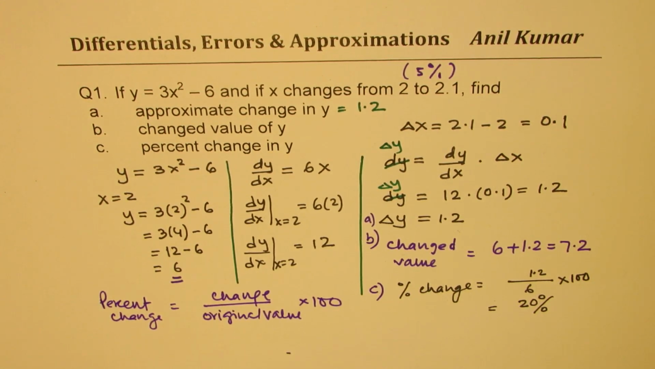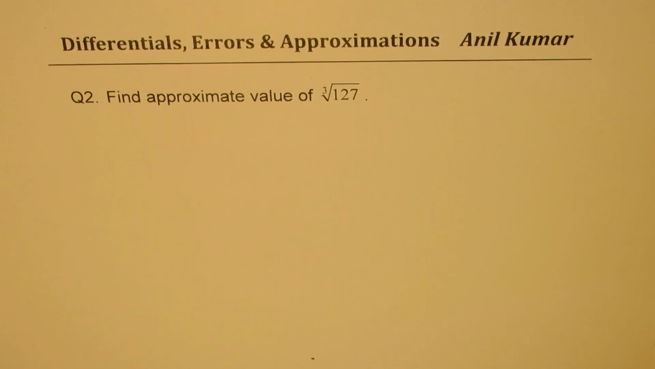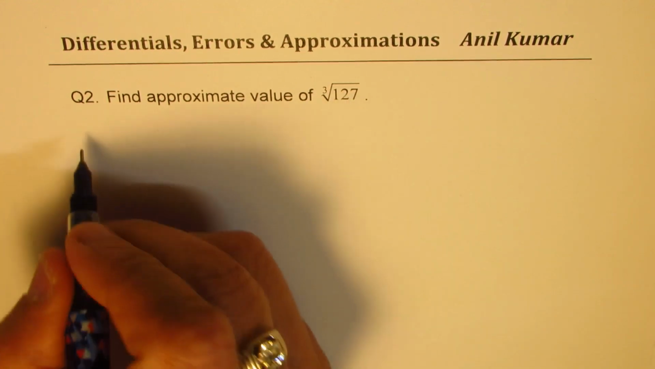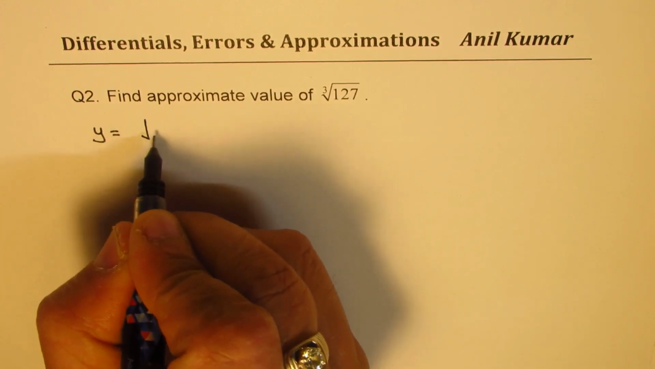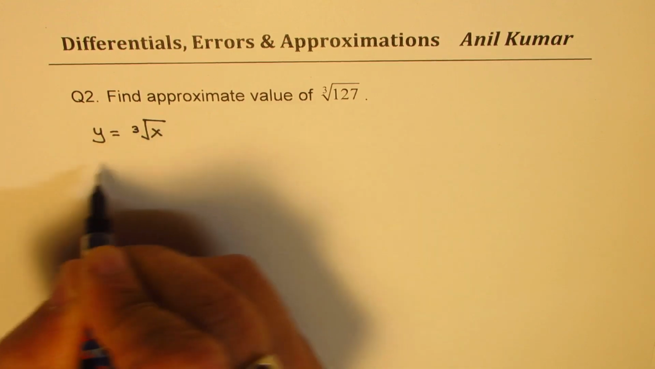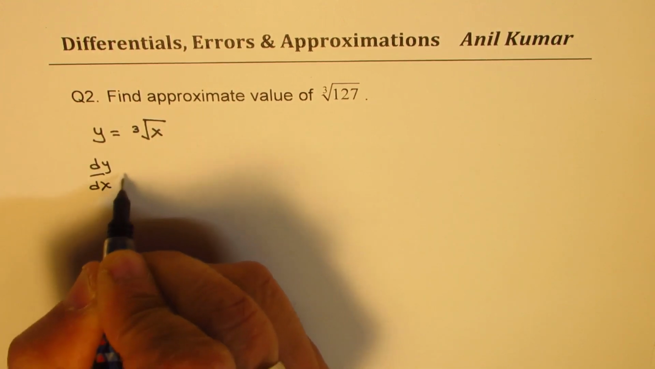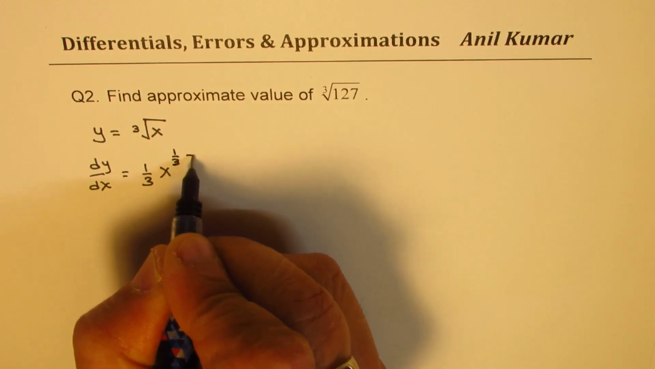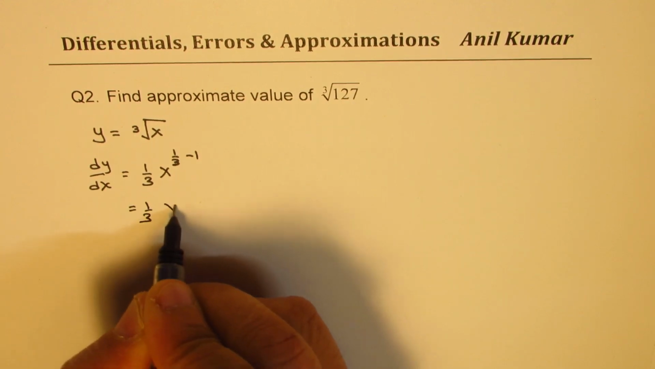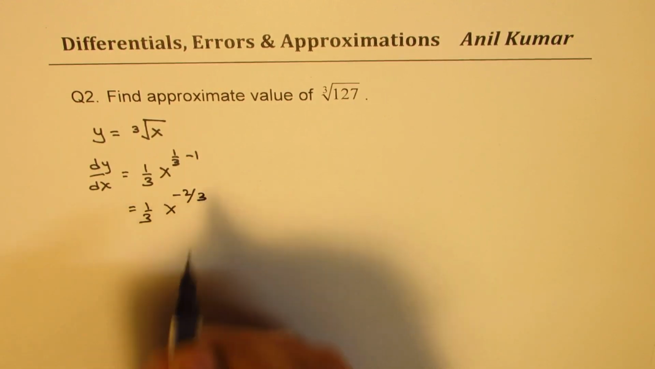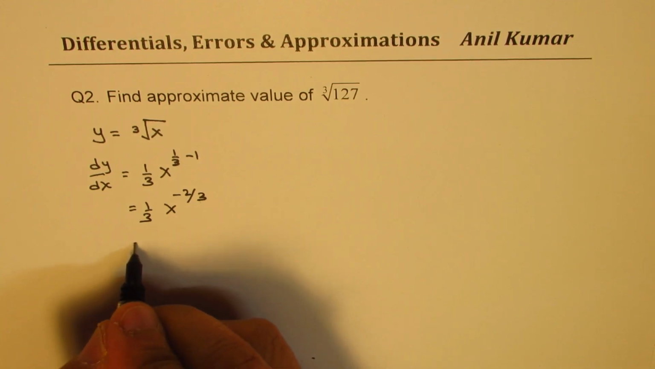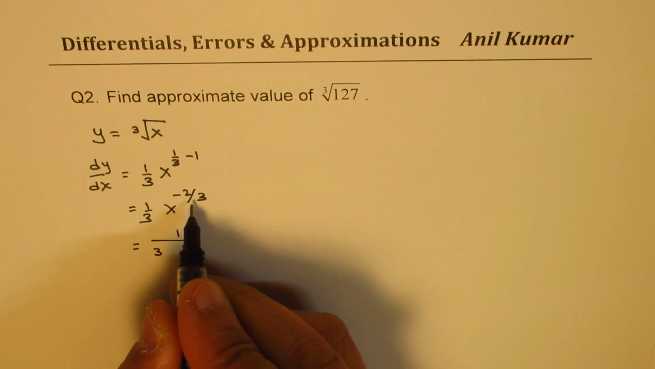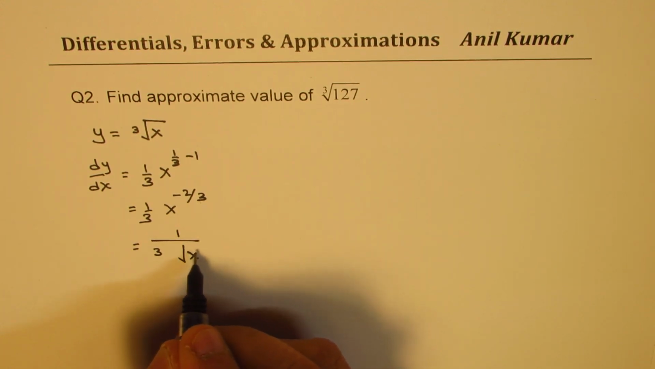Now let's go to question number 2. Question number 2 is find the approximate value of the cube root of 127, right? Since it is a cube root, we'll take our function y as the cube root of x, right? So dy/dx for us will be equal to 1/3 times x to the power of 1/3 minus 1, which is 1/3 x to the power of minus 2/3. Correct? So that becomes your rate of change. So it will be 1 over 3 times, this could be written as the cube root of x squared.